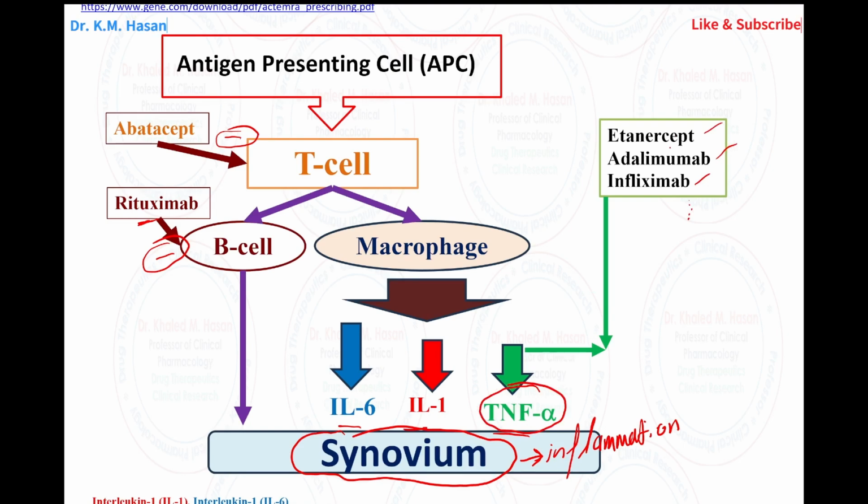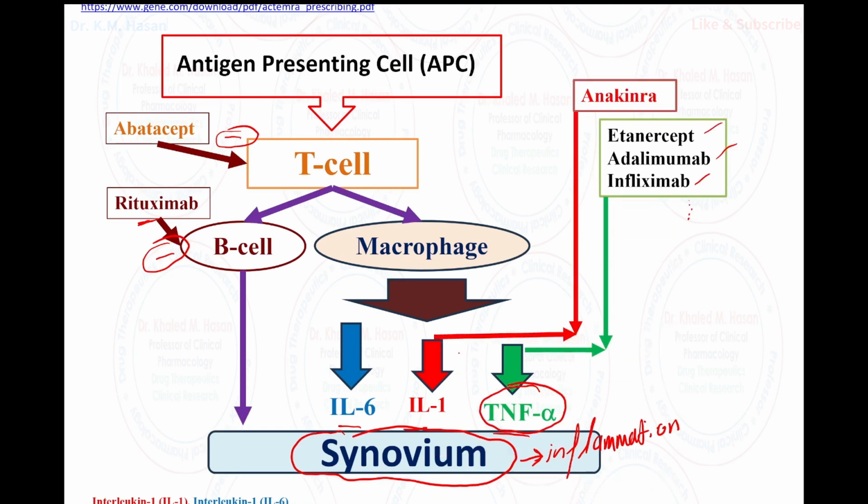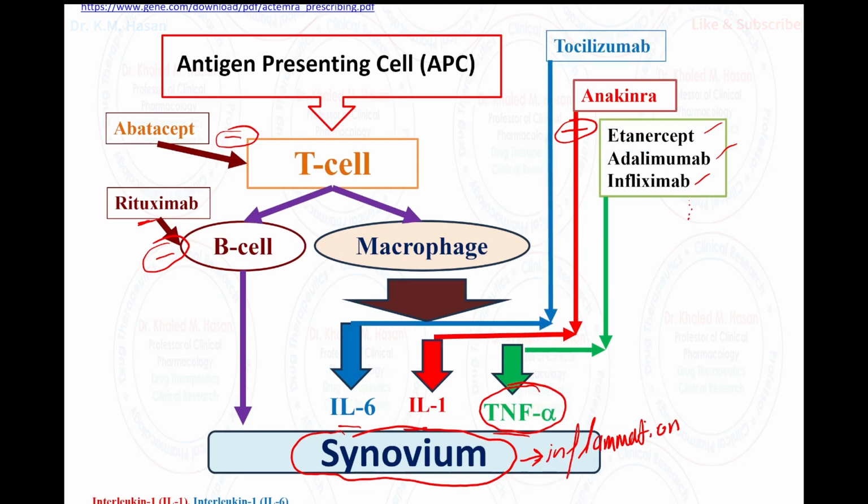This is the most popular one, the green one. Then we have other medication working on interleukin 1, the red background, and you can see the medication here, anakinra. Anakinra inhibits interleukin 1. What about interleukin 6? For interleukin 6 we have tocilizumab. So tocilizumab inhibits interleukin 6.